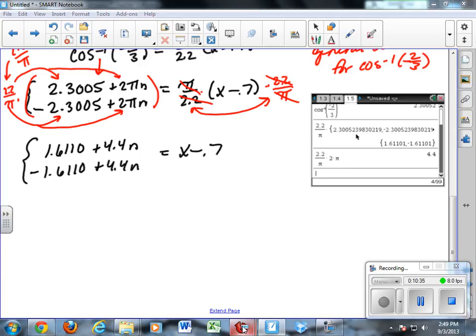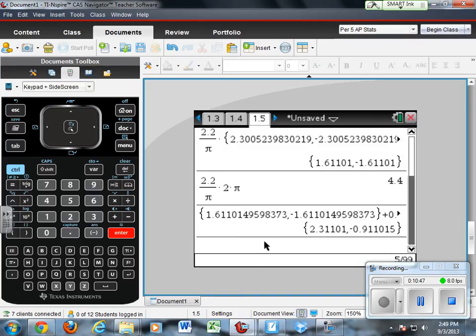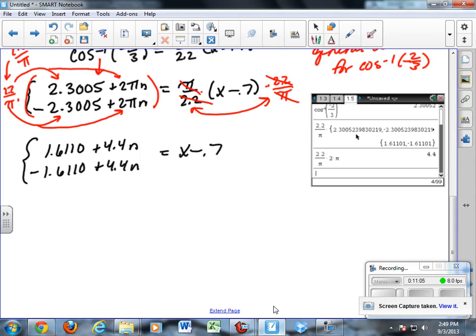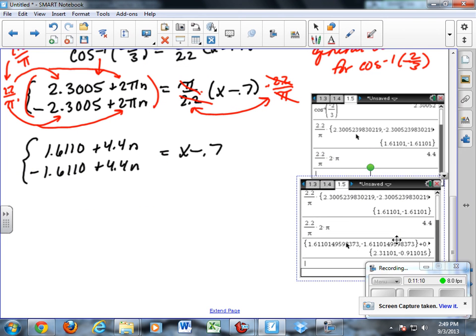So I'm going to go back to my calculator, and I'm going to pick up these two numbers and just add 0.7 to them. And that adds it to both numbers. Notice, look at that, I got that 2.3. I really was close, but not 2.3005, 2.31101. So here are my two solutions. I'll just copy and paste this again so that it's not hard to go back and forth. So here's my solution.